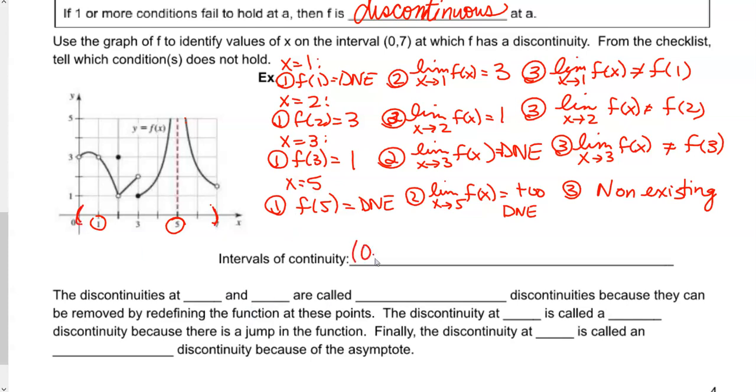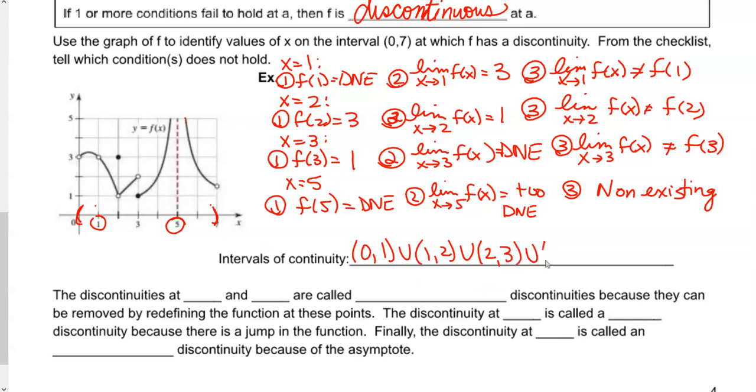I'm going to be continuous from 0 to my first discontinuity, which is x equaling 1. Then I'm going to skip from 1 to 2 with a nice smooth curve. We are continuous from 1 to 2. Union. We are then going to start from 2. Everything from 2 to 3 is a nice smooth curve, so it's going to be continuous from 2 to 3.